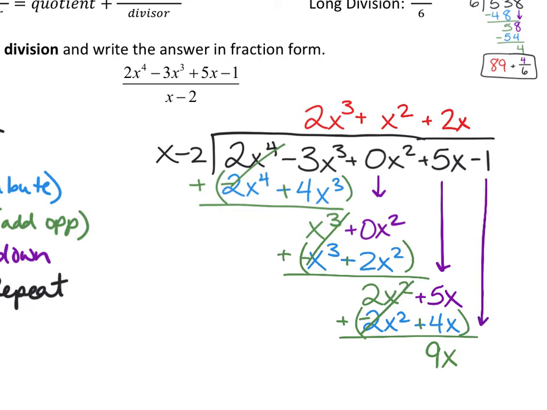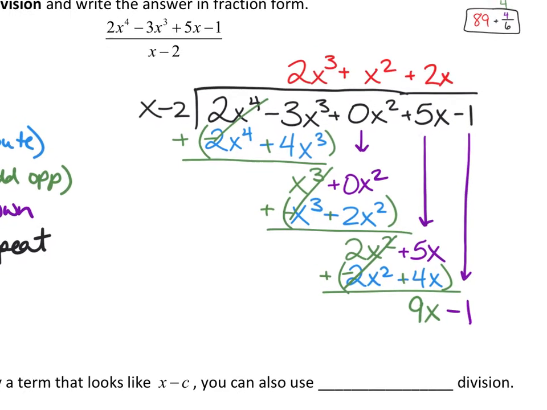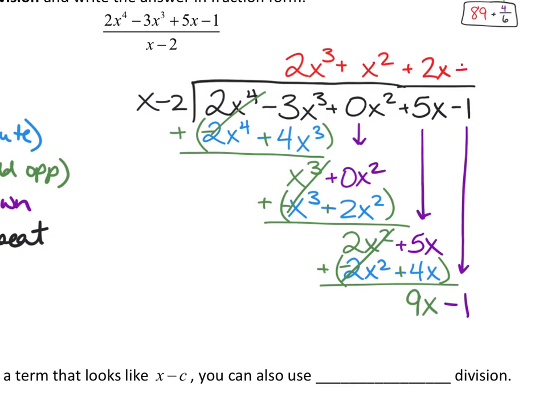And deep breath because there's nothing left after this one. So this is the last round. How do you divide 9x by x? What do you get? 9. Then we multiply. 9 times x is 9x. 9 times negative 2 is negative 18. I'm going to subtract all of that. But subtracting is just adding the opposite. The first terms can and do cancel. Negative 1 plus 18 is 17.